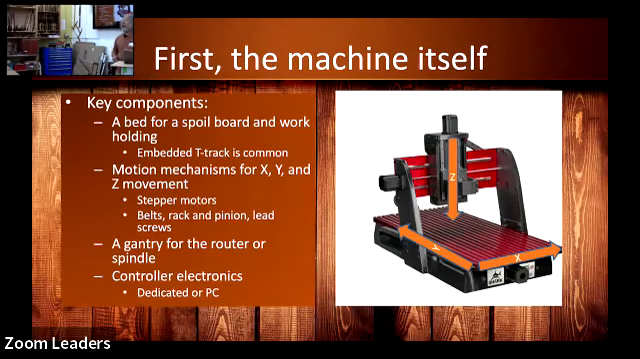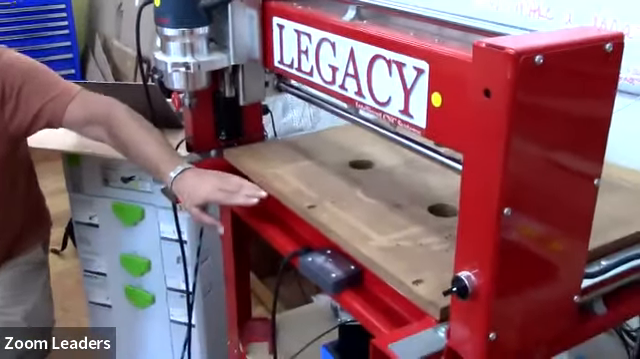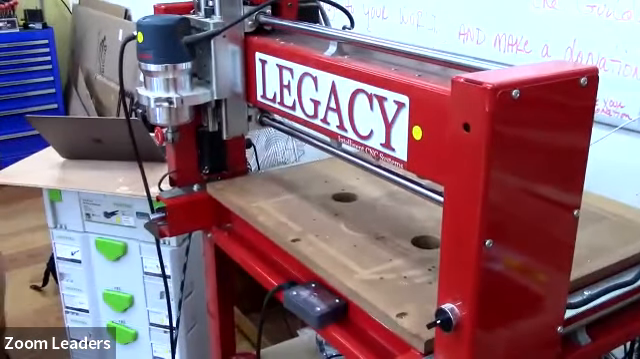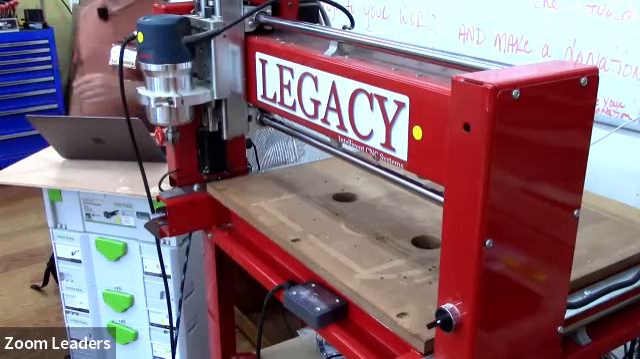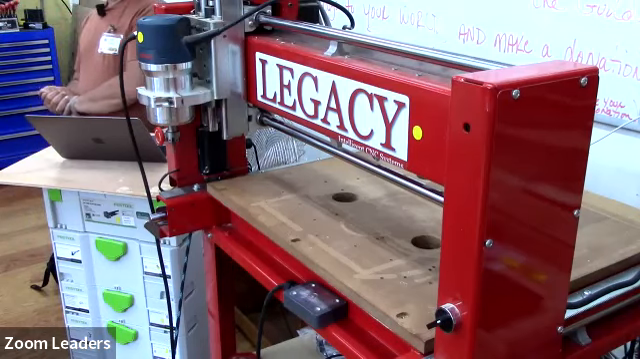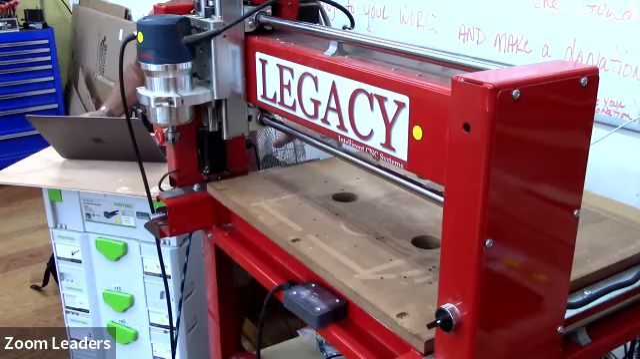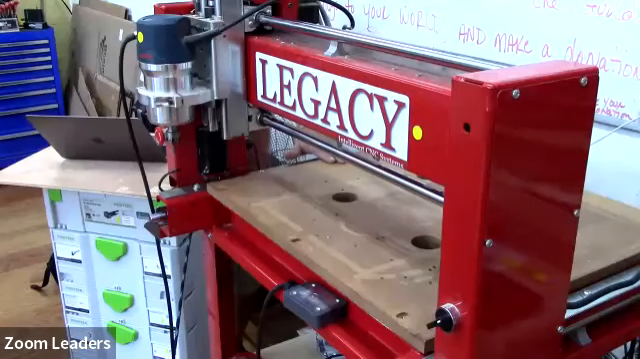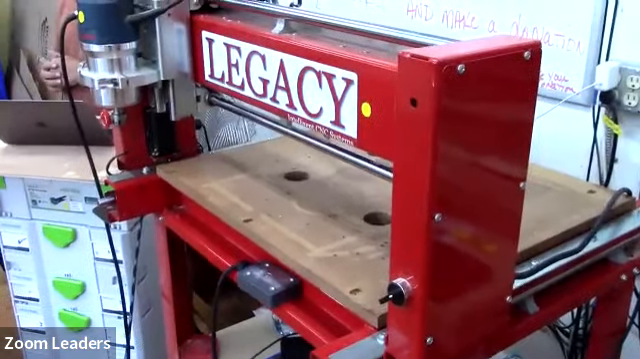You need a bed. This is the bed down here. Hiding underneath this piece of MDF, there's a solid bed that supports the workpiece. On top of that, we put a spoil board. It's called spoil for a reason. You'll dig into it. Everybody does. It's one of the things we do. But it also provides a variety of mechanisms for you to secure your workpiece down to the bed. And we'll talk about how we do that in a little while.